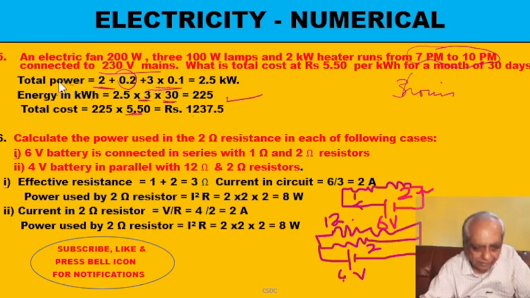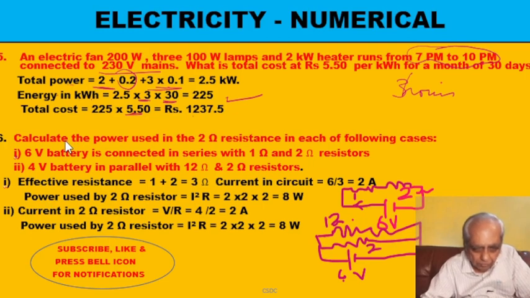Sometimes various appliances are being used for different hours. In that case, you can directly calculate energy in kilowatt hour as power 1 multiplied by its time, plus power 2 multiplied by its time, plus power 3 multiplied by its time. So multiply by time, directly get total kilowatt hours, and multiply with the cost.